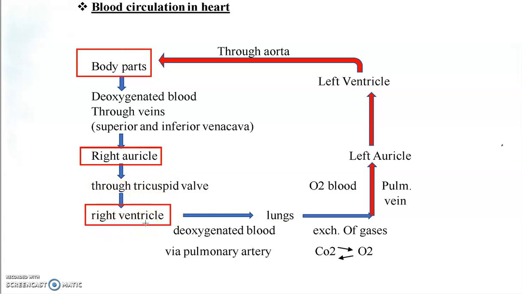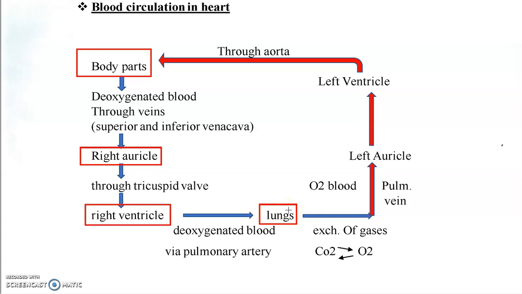Now, from this right ventricle, the blood goes to the lungs. The right ventricle contracts to pump the blood to the lungs. And how does this happen? This happens via the pulmonary artery. When I explained this, I told you that the pulmonary artery is an exception, because normally deoxygenated blood is carried by veins, but the pulmonary artery takes deoxygenated blood from the right ventricle towards the lungs.